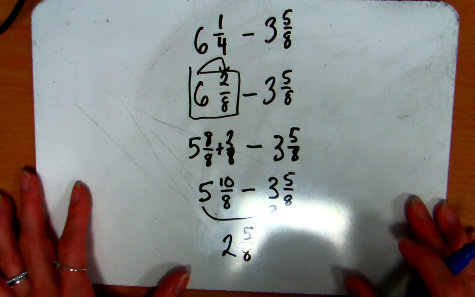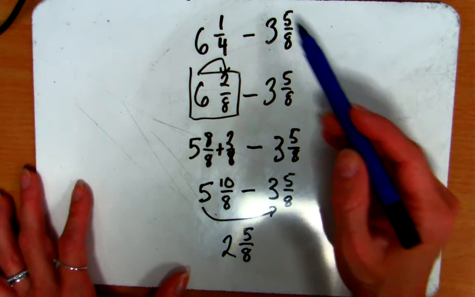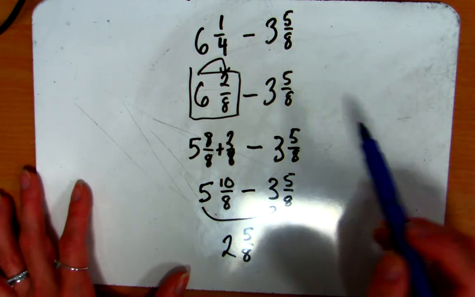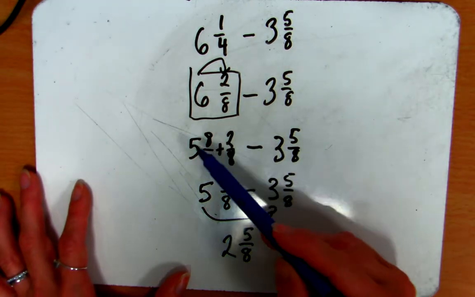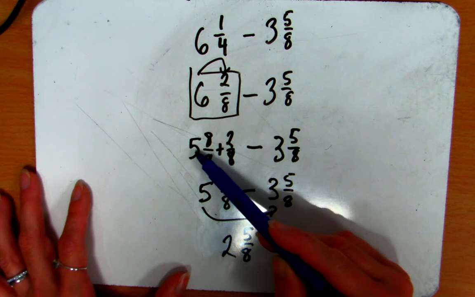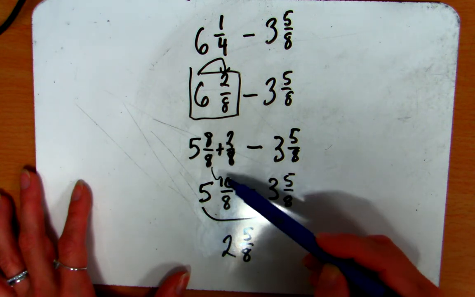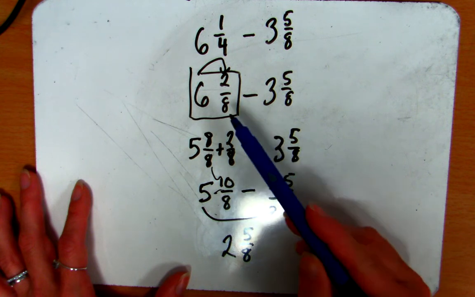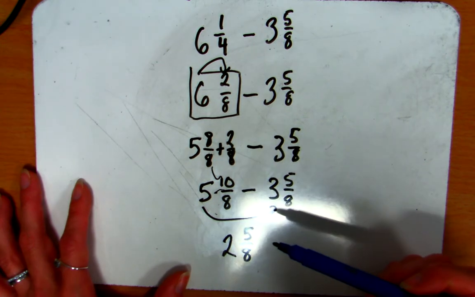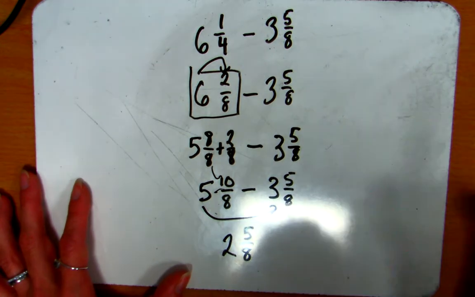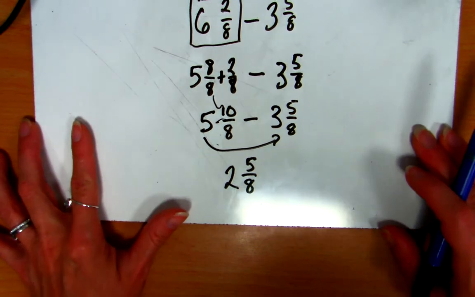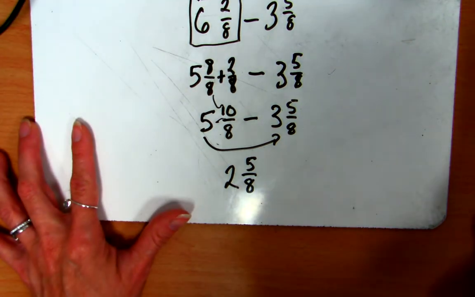So when you're stuck in the situation where your second fraction is bigger than your first fraction, you need to redistribute a whole from your 6 to your fraction part of things. It's the same exact number. 5 and 10/8 is the same exact number as 6 and 2/8. You've just written it in a way to make your life easier. Okay? And that is how we subtract mixed numbers.